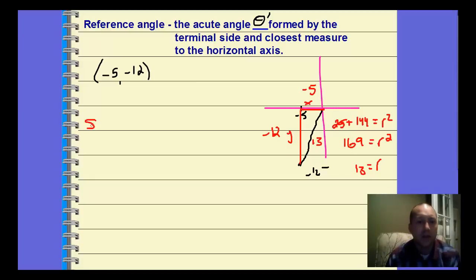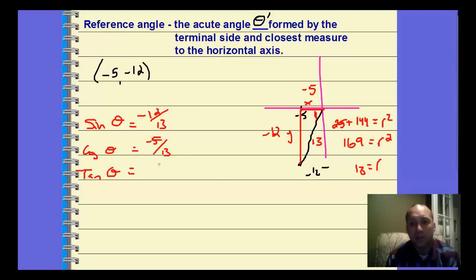So now if I want to find the sine of my angle theta, and here's the angle we're looking at here, it's the opposite, -12, over our hypotenuse 13. Cosine of theta is our adjacent, which is -5 over our hypotenuse 13. And tangent of theta is our opposite, -12, over our adjacent, -5, which is 12 over 5.